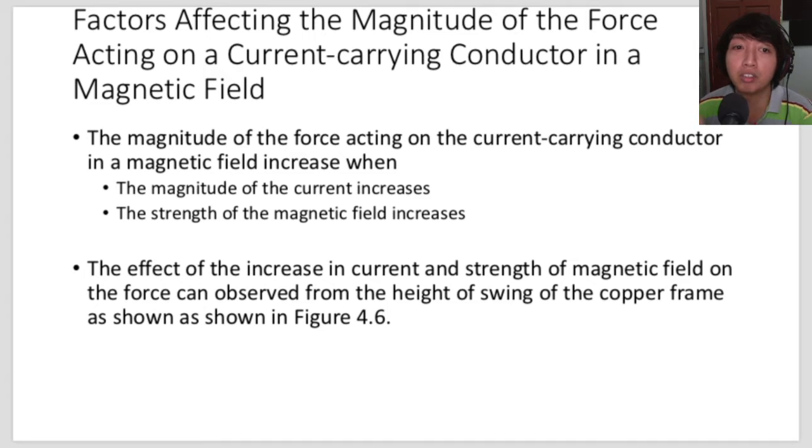Factors affecting the magnitude of the force on a current carrying conductor in a magnetic field. So we've discussed how the force happens. It happens through the interaction between the different magnetic fields and such.